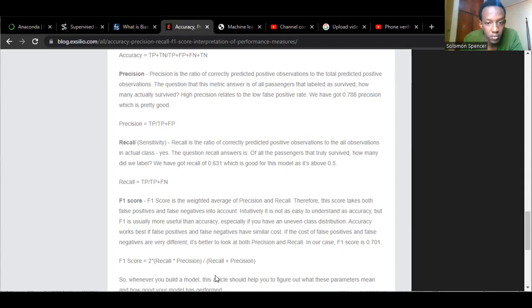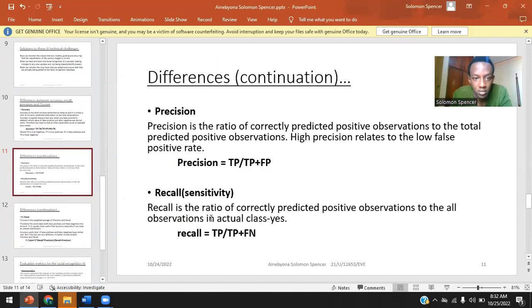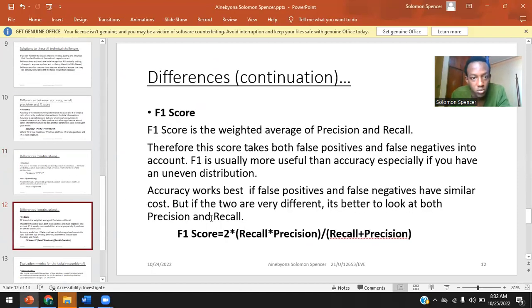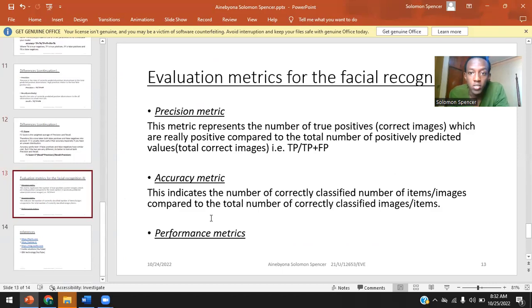So basically these are some of the differences between those. Just like here, it says when false positives and false negatives have a similar cost, that is when accuracy works. But if the two are different, it's better you look at precision and recall, and in this case, the F1 score. So evaluation metrics include the precision metric, accuracy metric, and performance metrics. All these are evaluation metrics when it comes to facial recognition AI.